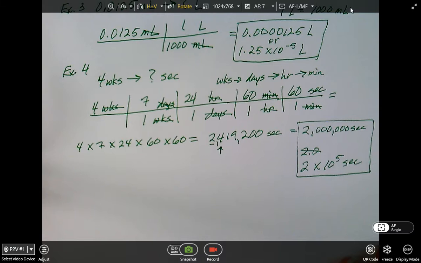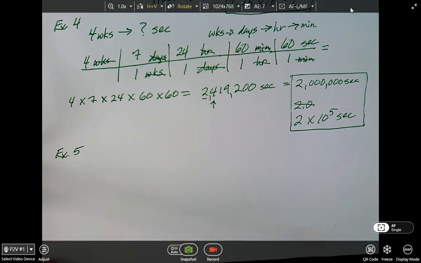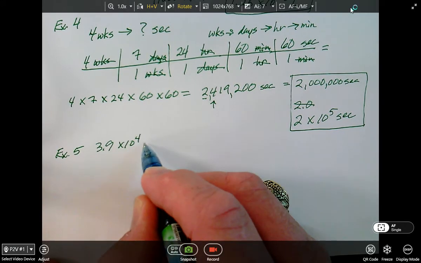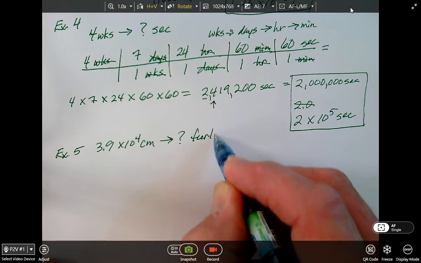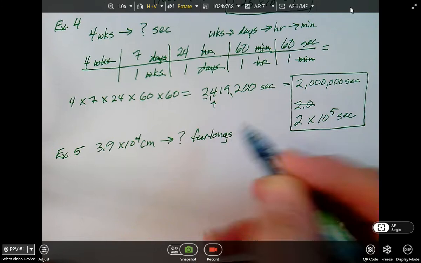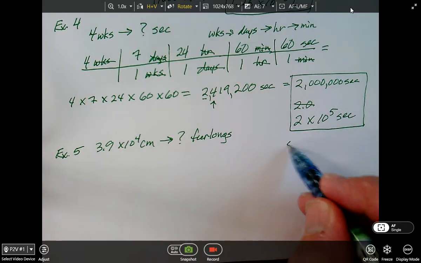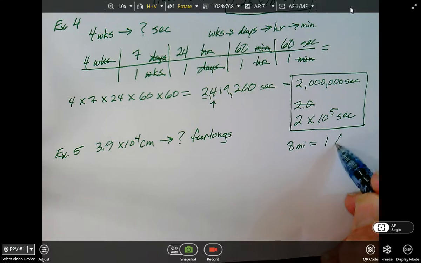Okay, so let's do one more example in this video. Example number 5. This time, let's go with something a little different. 3.9 times 10 to the 4th centimeters, and we're going to convert that to furlongs. Said what? I said furlongs. You've heard of furlongs before, haven't you? Probably not. Furlongs is an old way of measuring distance. And as it turns out, 8 miles is equal to 1 furlong.